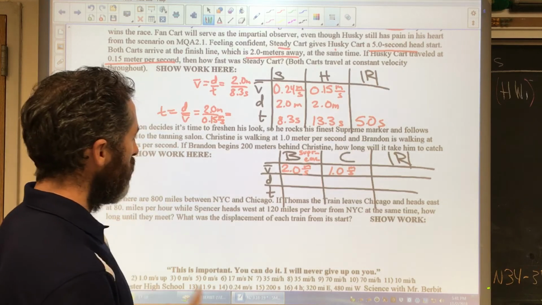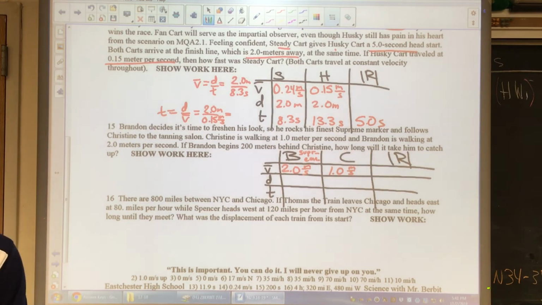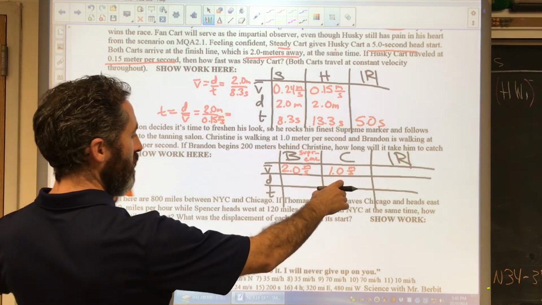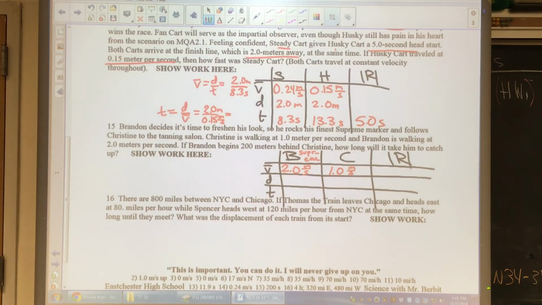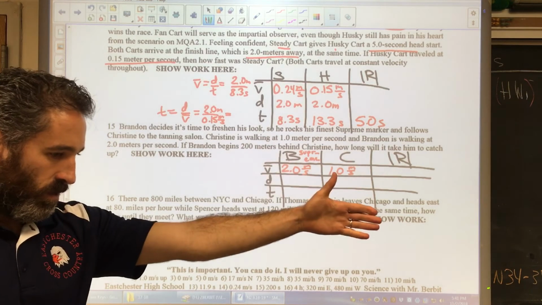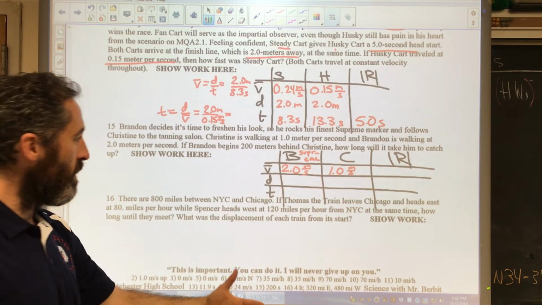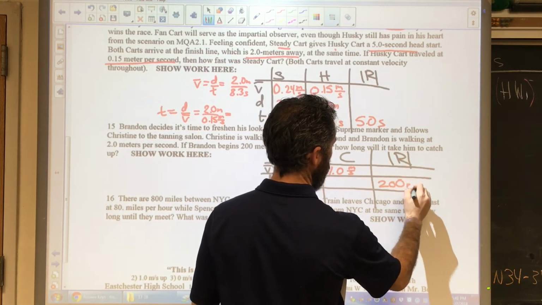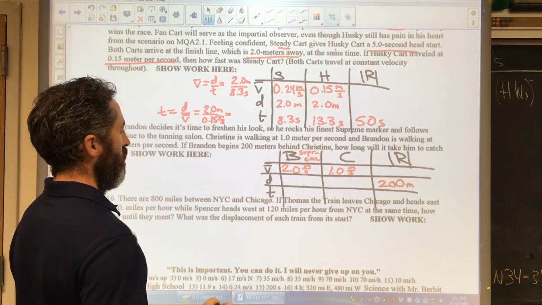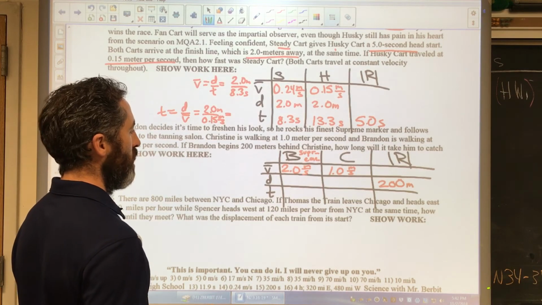Now, Brandon begins 200 meters behind. Hopefully at this point you're starting to recognize when one begins behind and then they catch up. That amount they begin behind, that 200 meters, well, number one, we focus on that because it's the easiest thing to know ahead of time. You start here, I start here, how far apart are we to begin with? That's actually your relative displacement over here, 200 meters. Okay, how long will it take him to catch up?